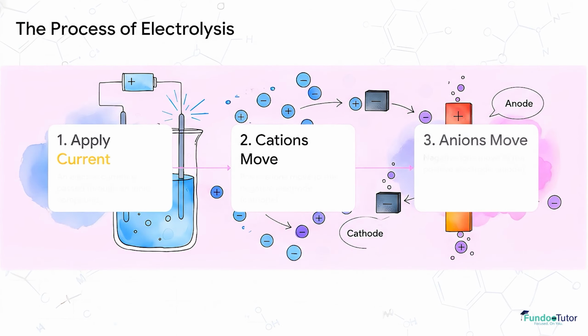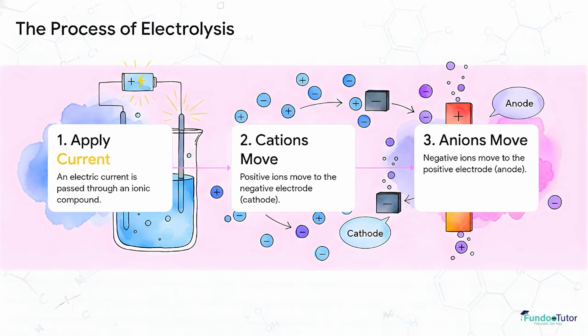Next up, electrolysis. This is all about using electricity to split up ionic compounds. So you pass a current through a melted or dissolved compound, and the ions get moving. It's all about opposites attract, right? The positive ions, the cations, they're drawn to the negative electrode, the cathode. And the negative ions, the anions, head over to the positive electrode, the anode.